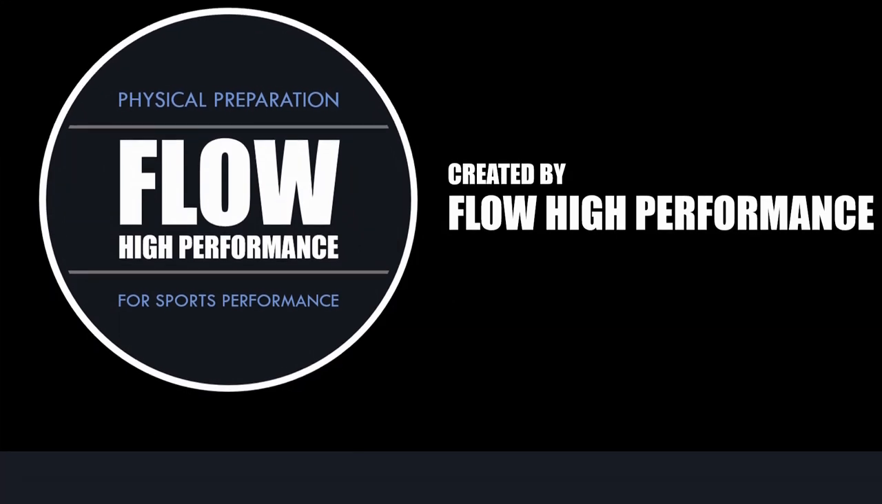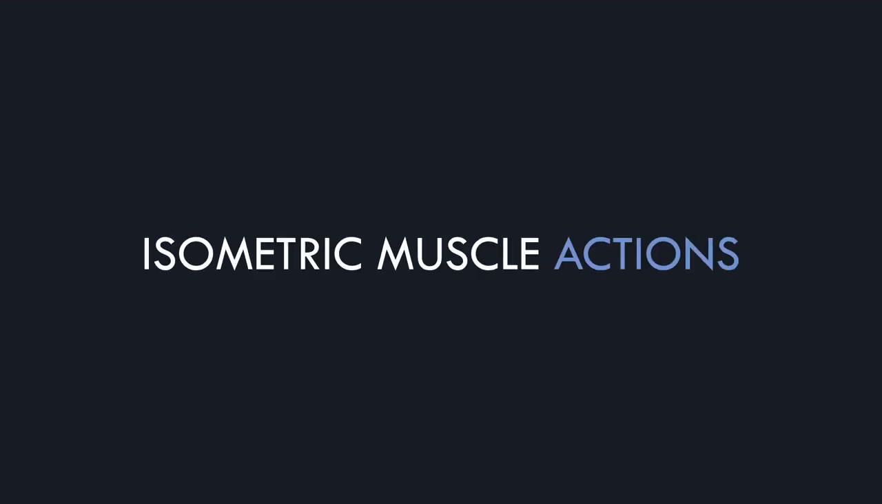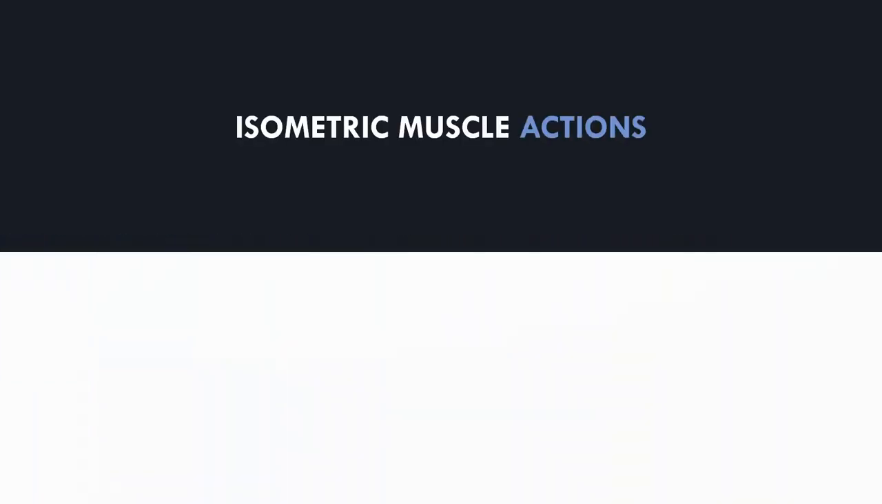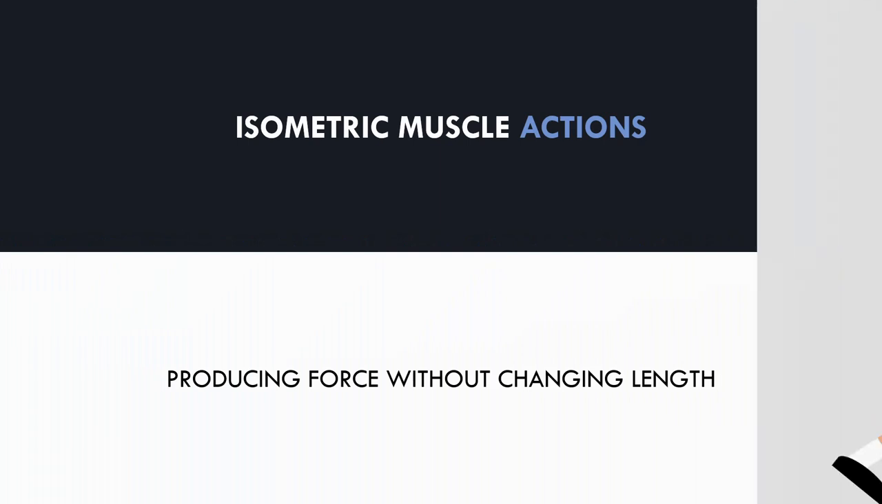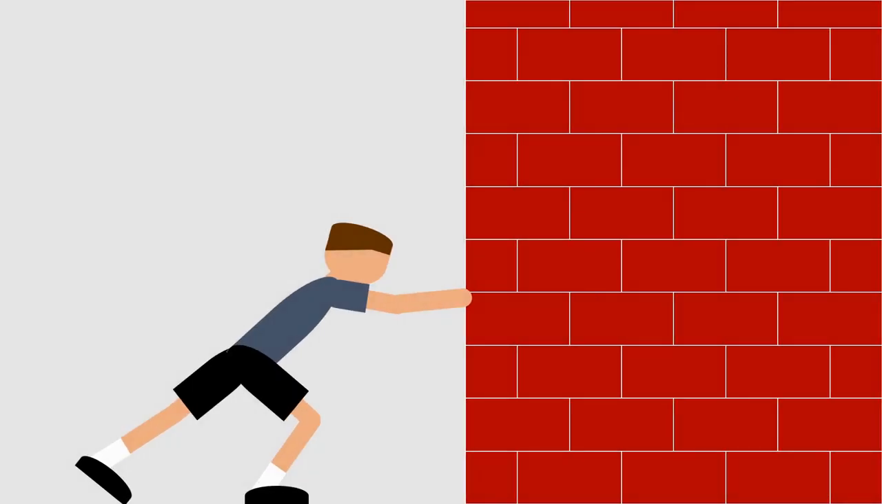Before we explore the benefits of isometrics for sprint performance, we first need to establish what isometric muscle actions are. Isometric contractions are when the muscle produces force without changing length. A simple example of this is when you push as hard as possible against a brick wall. You are still working to produce force into the wall, although the wall doesn't move.